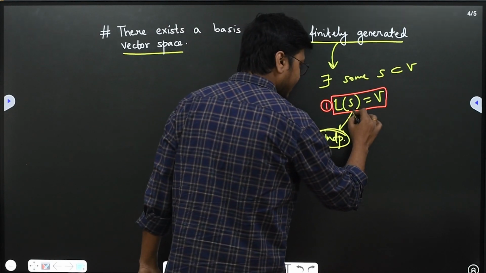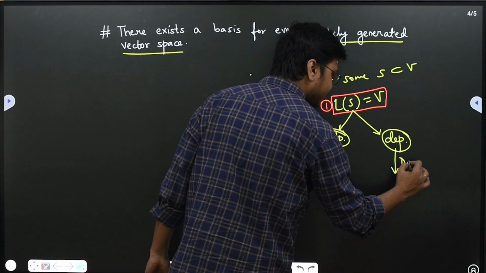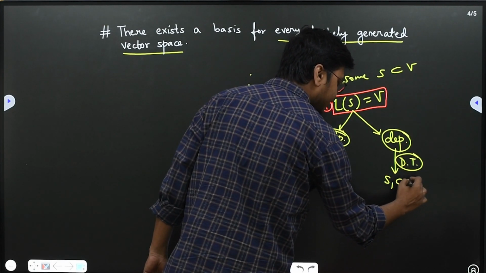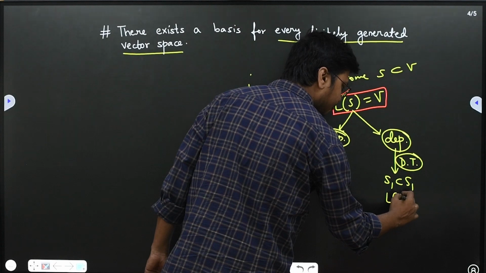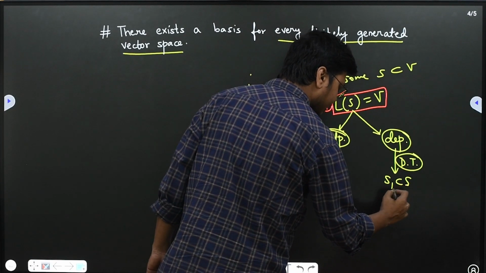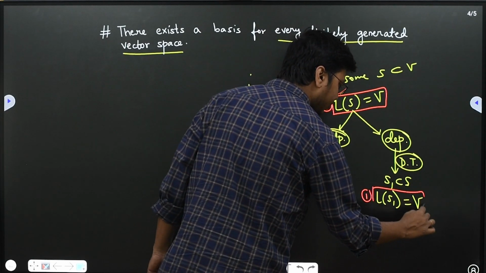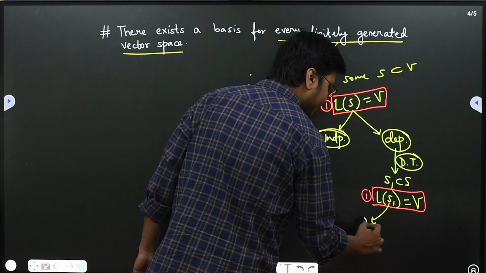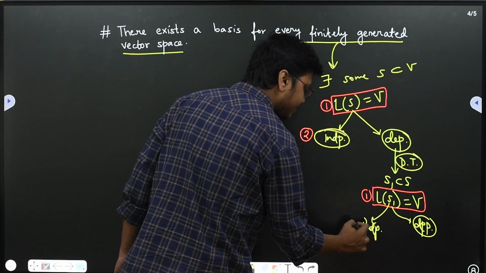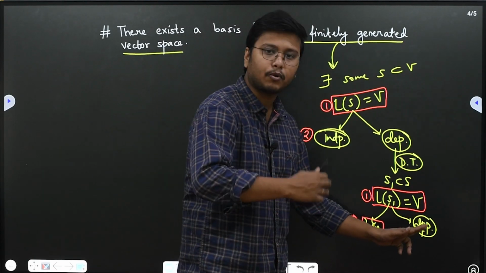If this is dependent, then using the deletion theorem, just like the branching diagram which I did before, we will get some S1 set which is a subset of S such that L of S1 would still be generating V. So our first property is still maintained, and now S1 can again be independent or dependent. If it is independent, it satisfies the required property 2, and S1 becomes the basis. If not, the process continues.